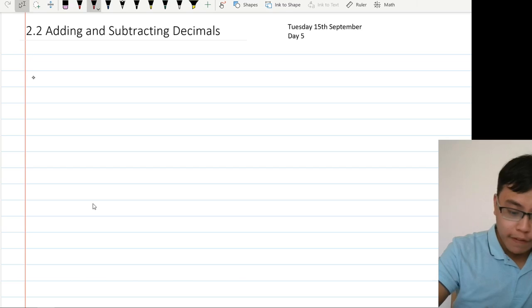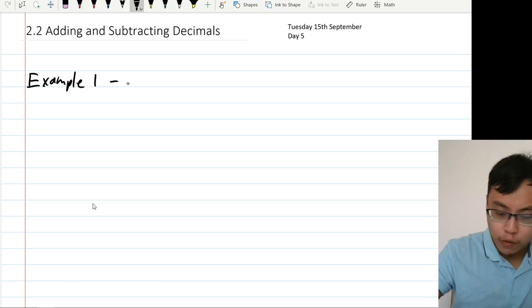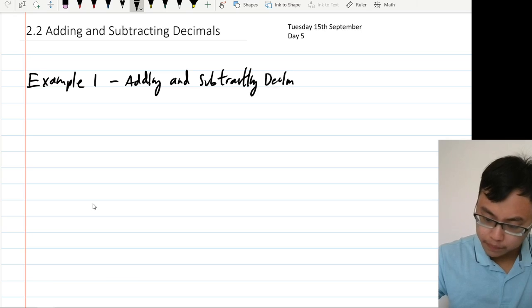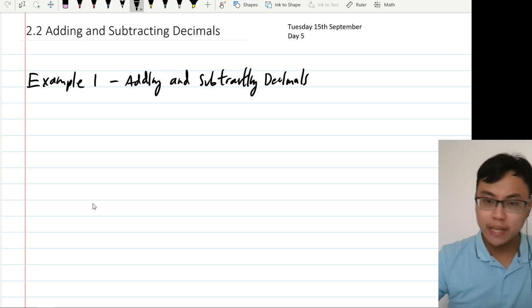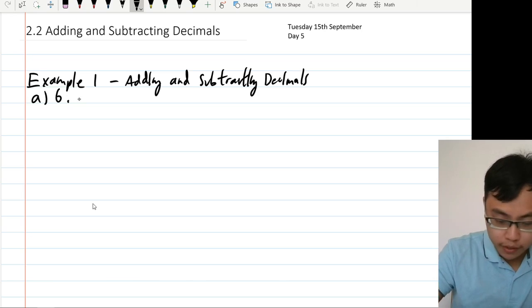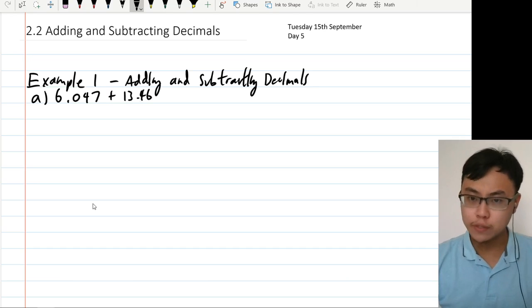Let's do it. Example 1 will be the traditional way. Let's go through some examples and make sure that we are all correct. Example 1 is adding and subtracting decimals. I'm going to give you two examples. A is going to be 6.047 plus 13.46. So we're going to add these two decimals together.